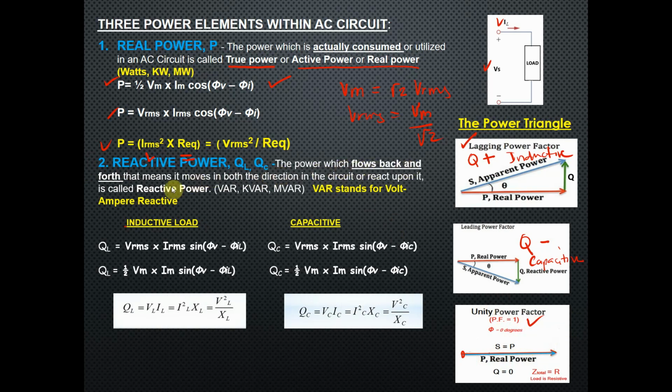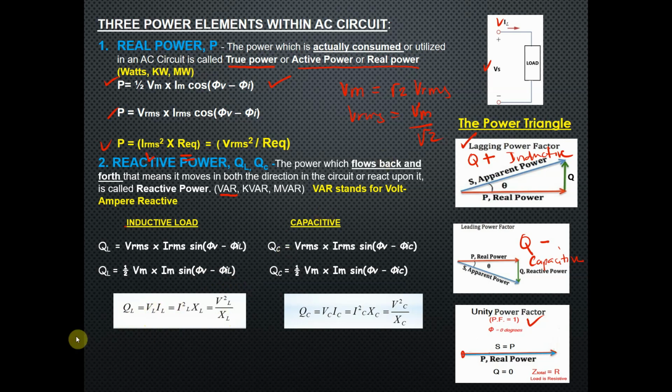The power which flows back and forth, that means it moves in both directions in the circuit, or reacts upon it, is called reactive power. The units are VAR, or volt ampere reactive, kilovolt ampere reactive, or megavolt ampere reactive. So, for an inductive load, QL is equal to V_RMS times I_RMS sine theta_V minus theta_IL, or QL is equal to 1/2 Vm Im sine theta_V minus theta_IL. Or we can calculate QL is equal to VL IL.